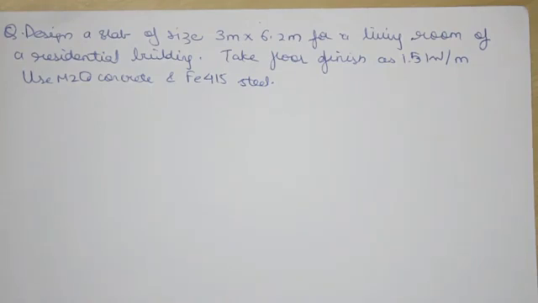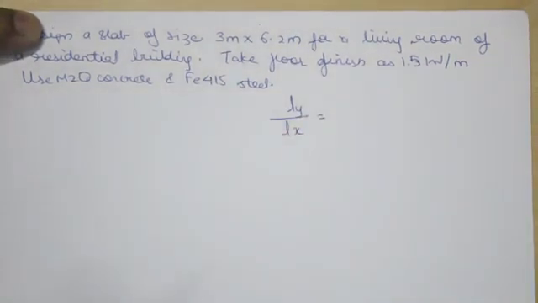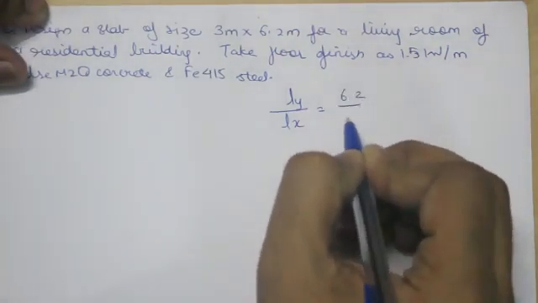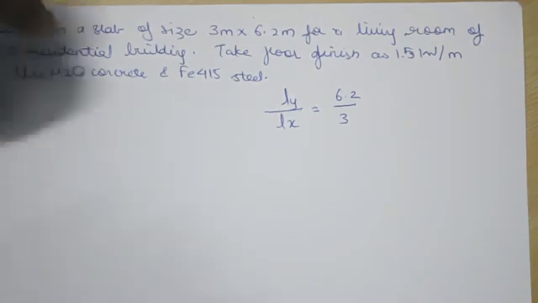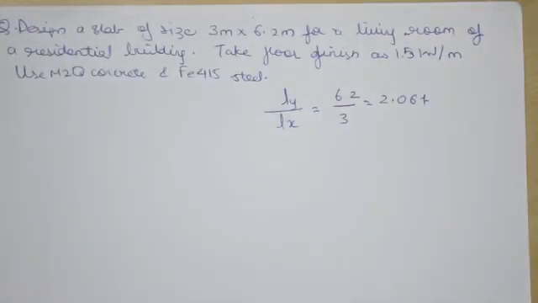So the basic criteria for determining the type of slab would be depending upon the aspect ratio of the slab, which is given as Ly upon Lx, the longer span upon shorter span. So in this case our longer span is 6.2 meters and the shorter span is 3 meter. So it is very obvious that our aspect ratio is 2.067 something. Okay, so if the aspect ratio of the slab is greater than 2, then it is a one-way slab. If it is less than 2, then it is a two-way slab.